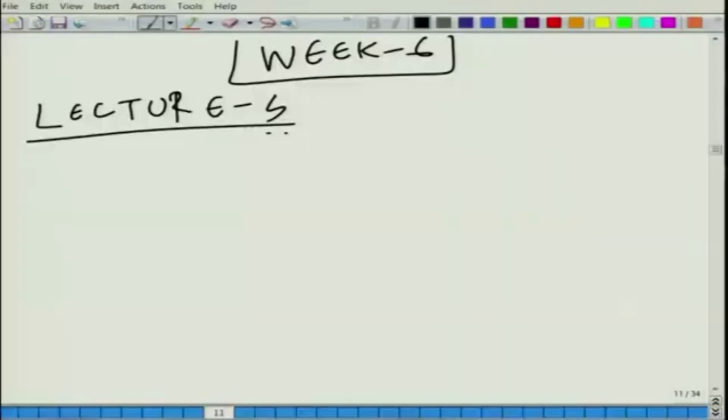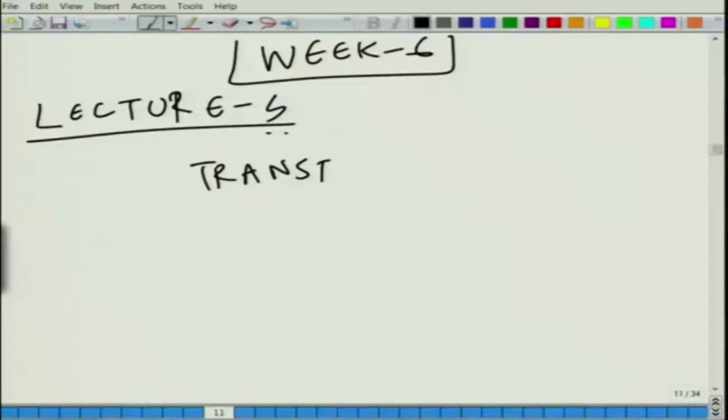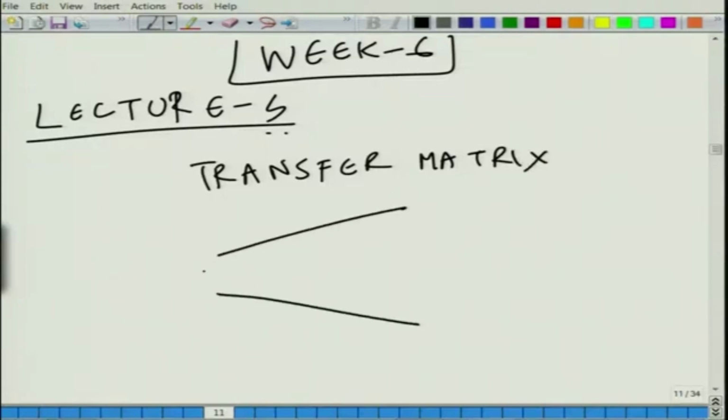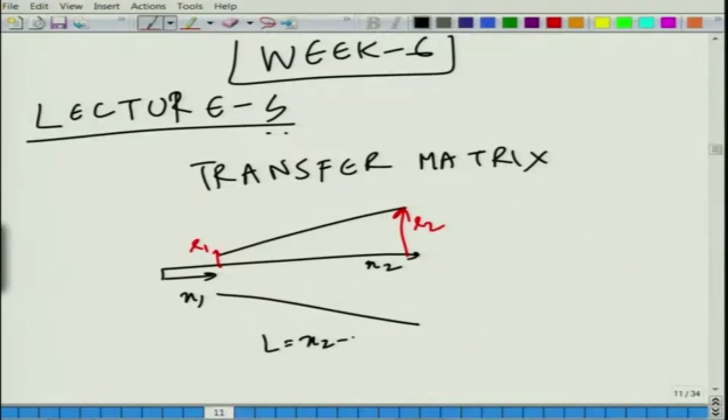Welcome to lecture 4 of week 6 on NPTEL course on Muffler Acoustics. In this class we are going to talk about derivation of transfer matrices for conical mufflers. Transfer matrix for conical mufflers, or conical sections I would say, something like this, where you probably know x1 and x2 and you know R1 and R2, and L would be x2 minus x1.